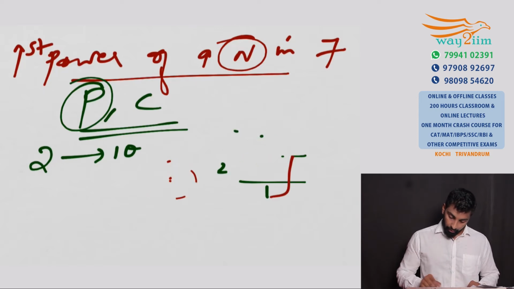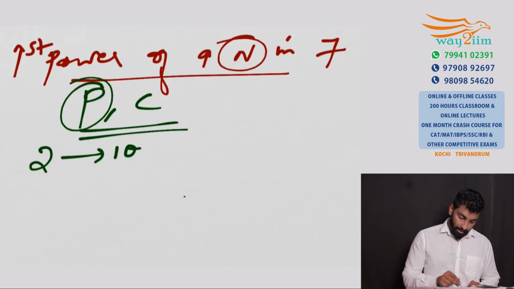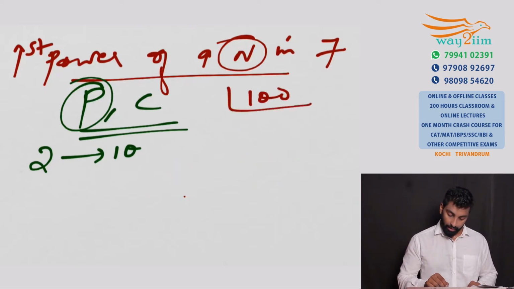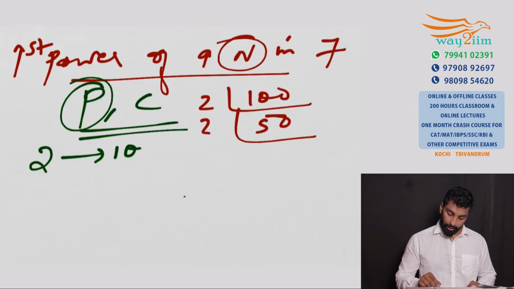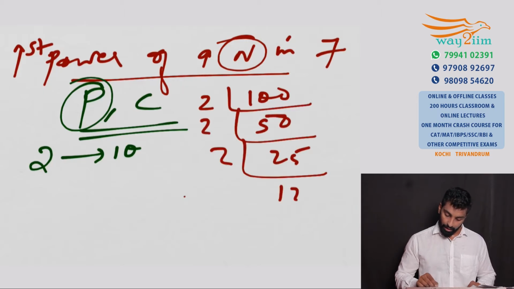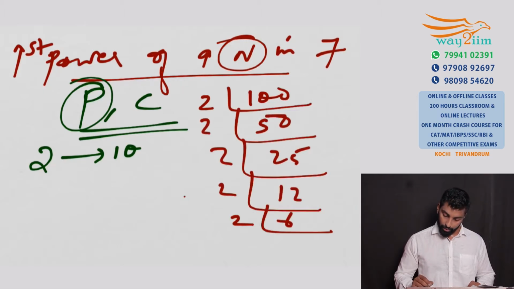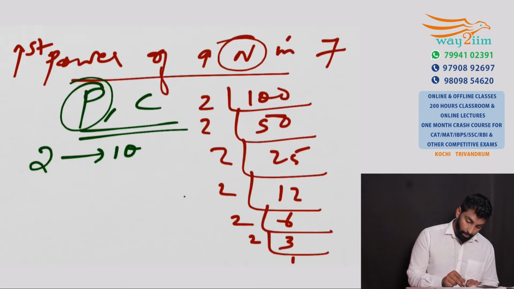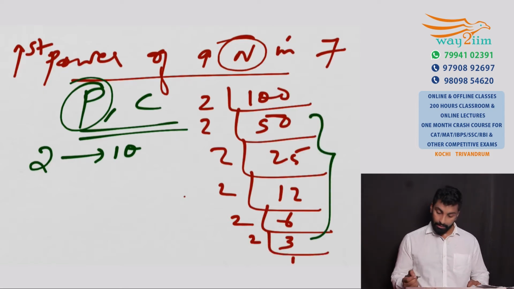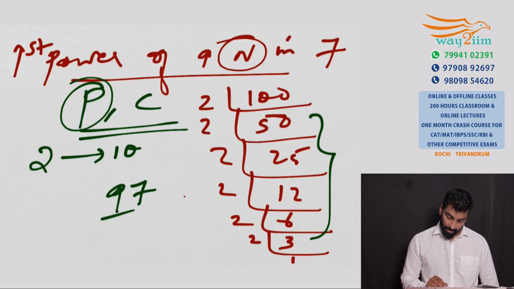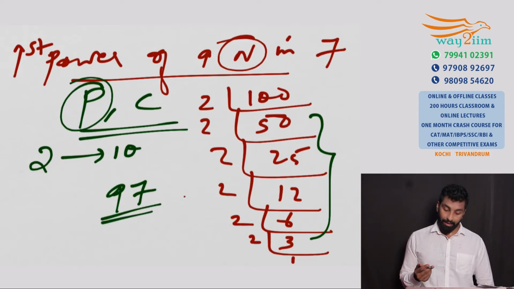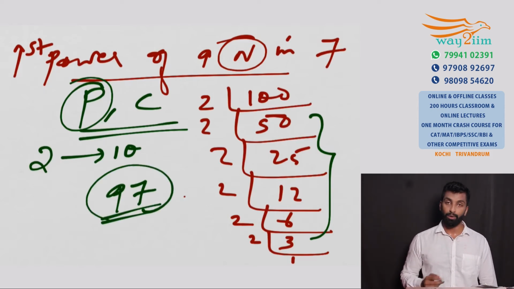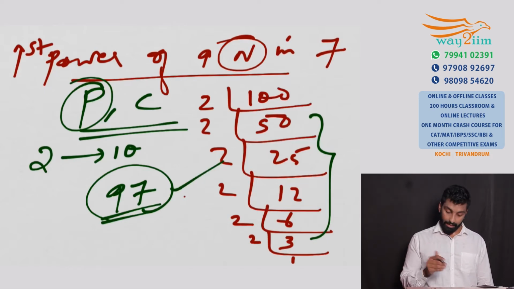What if you want to find the number of 2's in 100 factorial? You just do this: 100 divided by 2 gives 50, divided by 2 gives 25, divided by 2 gives 12, divided by 2 gives 6, divided by 2 gives 3, divided by 2 gives 1. Now you add all these and you get 97. So how many 2's are there in 100 factorial? 97 2's are there. Or, put another way, the highest power of 2 in 100 factorial is 97.